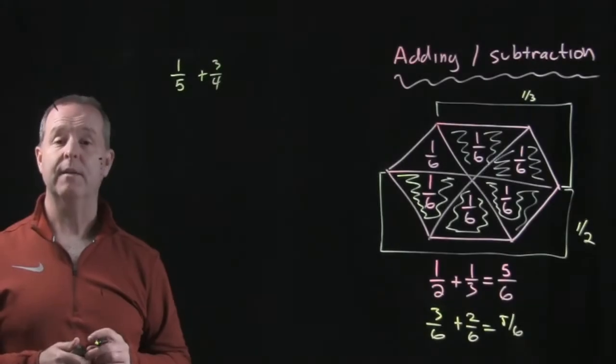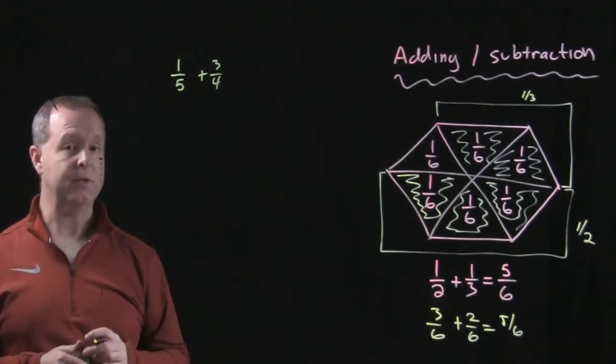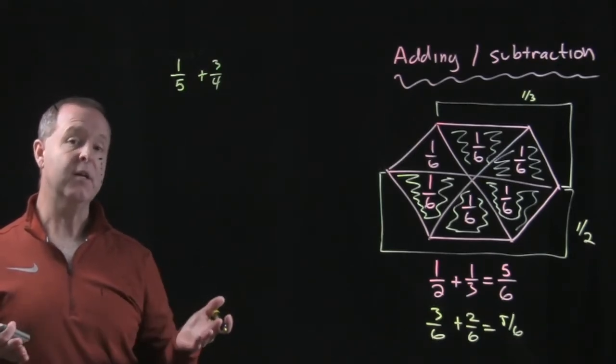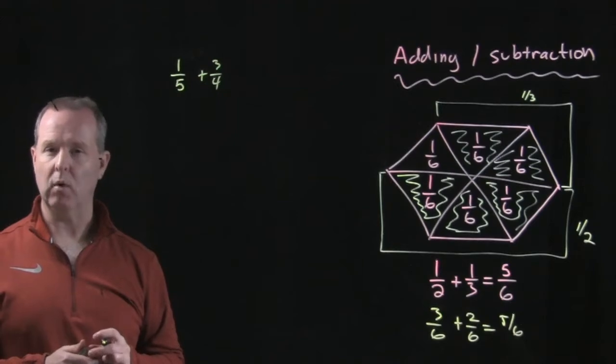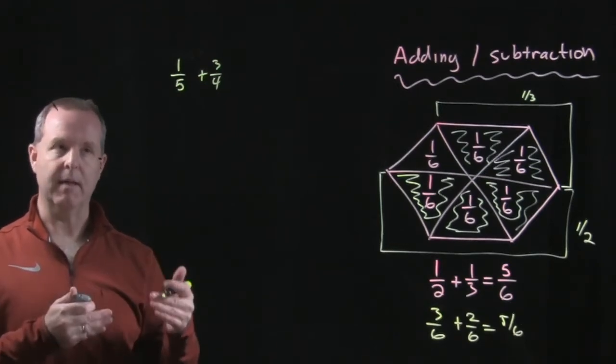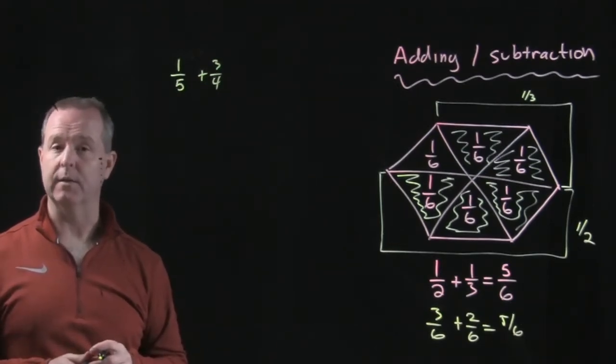Let's look at 1/5 plus 3/4. Let's add those two together. First thing we need to do is determine what is its lowest common multiple. What's the lowest number that both a 5 and a 4 go into?